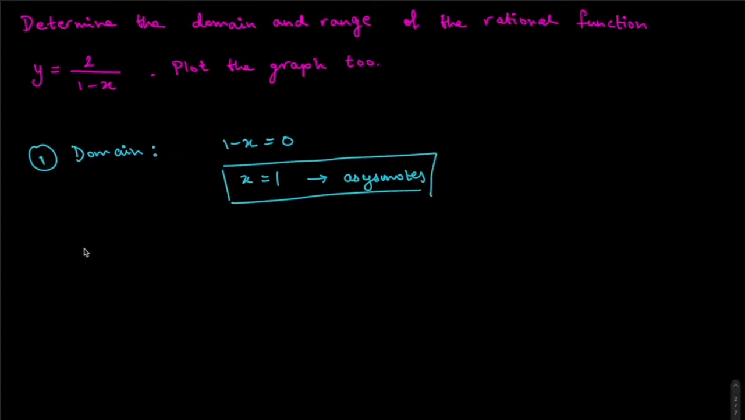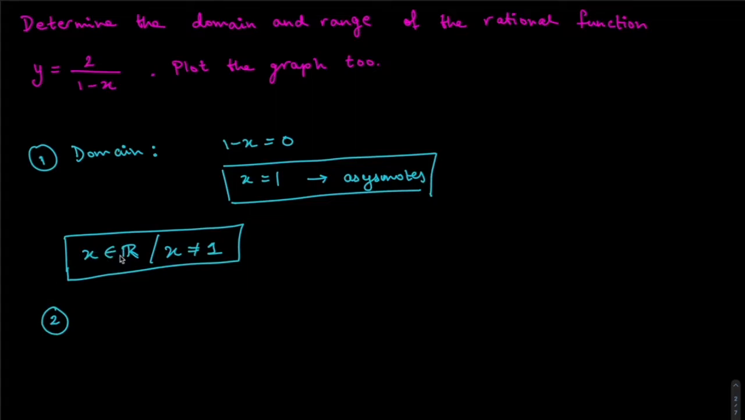So we can say x belongs to, let me rewrite this, x belongs to all real numbers, but x does not equal 1. When x equals 1, there will be no output, or y will not take a value, because the denominator will equal 0, and you can't have a 0 at the denominator. So that's simple.